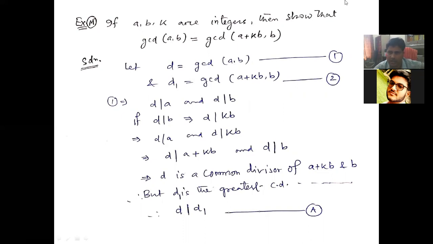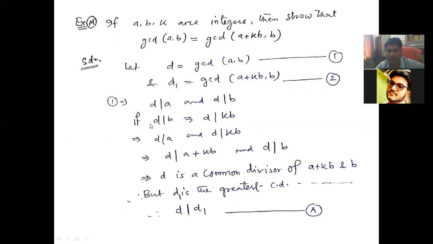And how will we prove this? Once we will show d divides d1, and once d1 divides d, but both are positive, so ultimately we will prove d equals d1. Okay, so you see relations 1 and 2, we suppose d is the GCD of a, b and d1 is the GCD of these two. So relation 1 implies d divides a and d divides b.